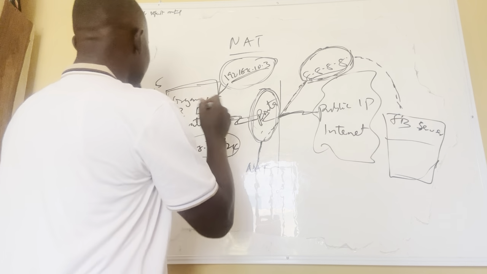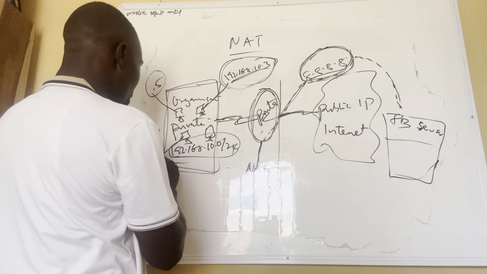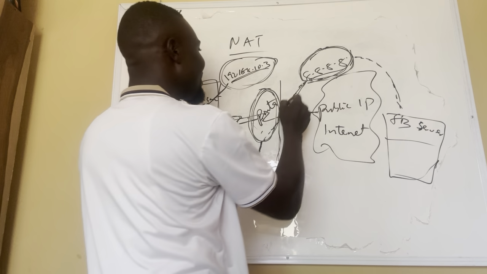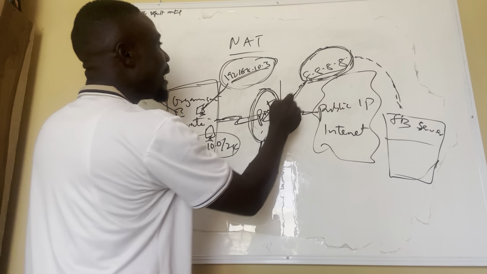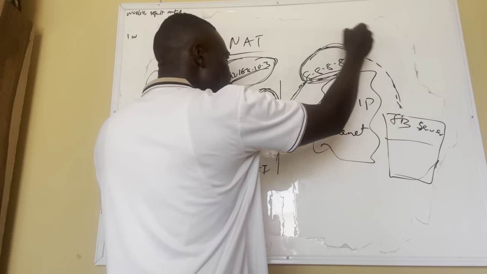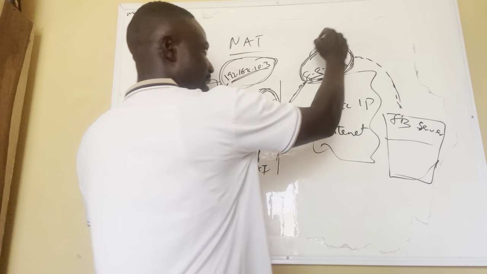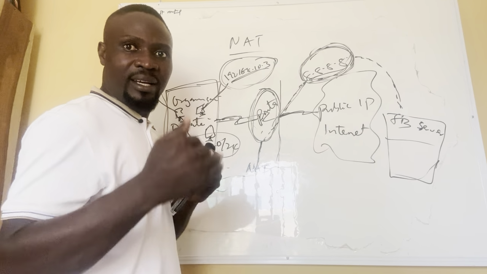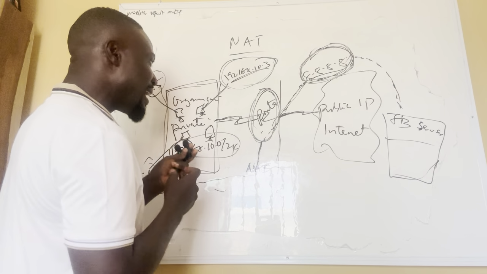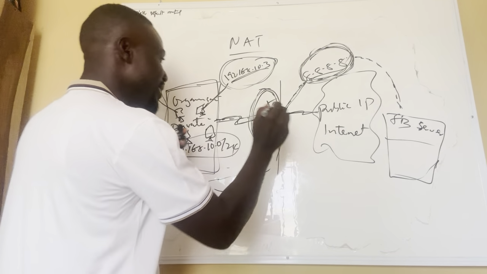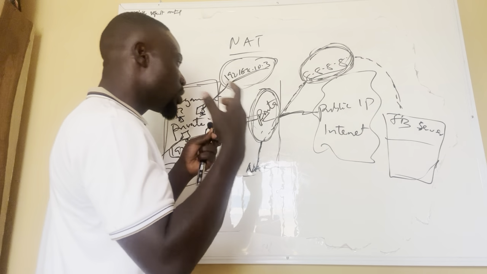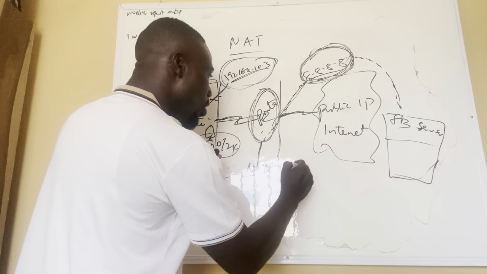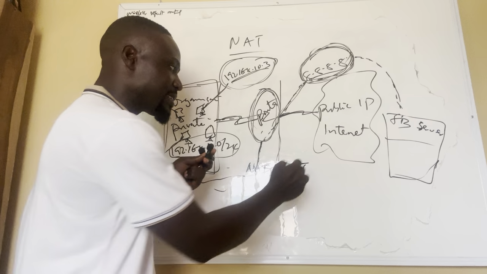So even if this .5, .4, everybody wants to go to the internet at the same time, they will still be able to use this single public IP address. So the technology or the technique, the method behind that IP address mapping, is what is called Network Address Translation, NAT.